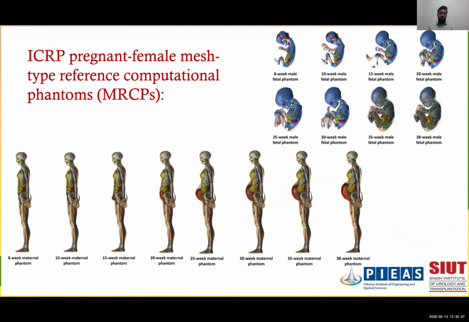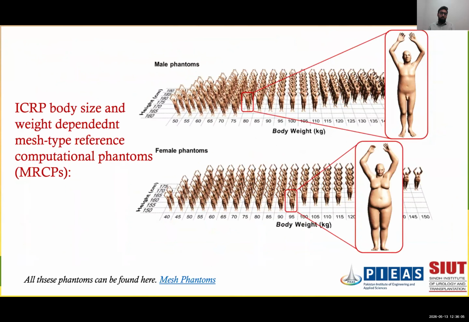So these are the phantoms. Some of them are available for dosimetric purposes, while others are in the development phases and are not openly available. We can even calculate the CT doses. We can use it for multiple purposes. After that, there are the ICRP body size and weight dependent mesh type reference computational phantoms. All these phantoms can be accessed at meshphantom.com. On that website, you can access them.